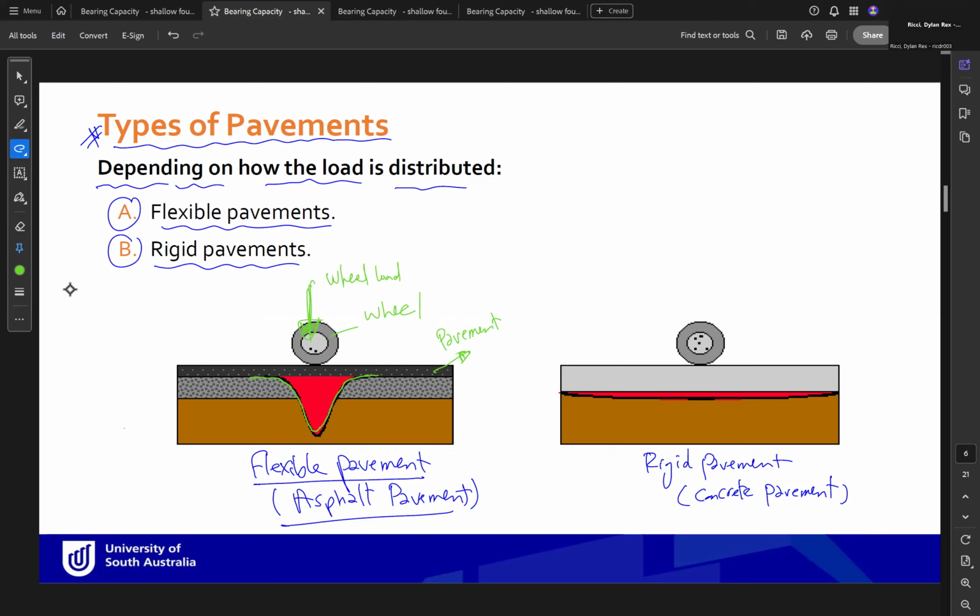Okay, so this is called, for example, the area of distribution of the stress is very small. So that's why it's called flexible pavement.